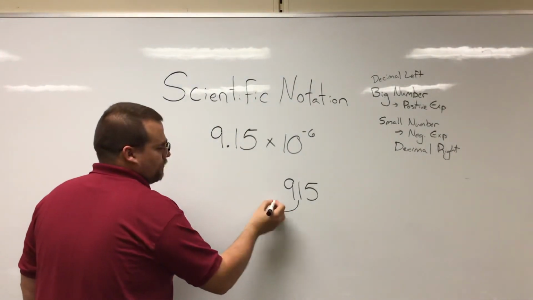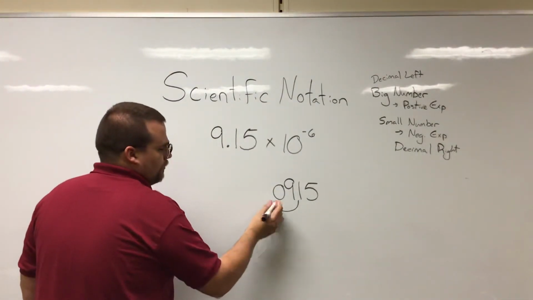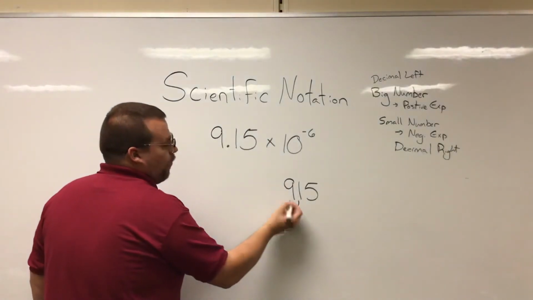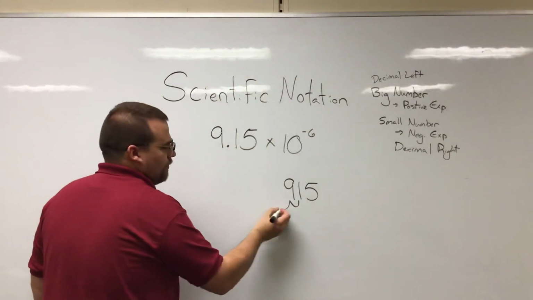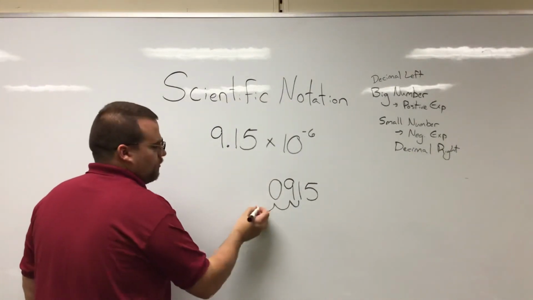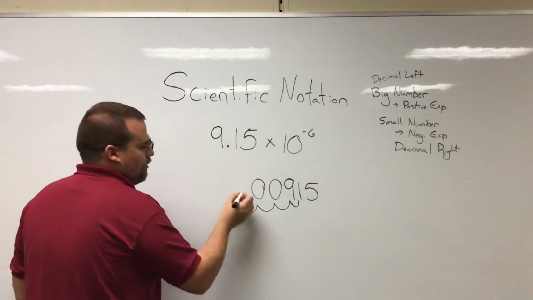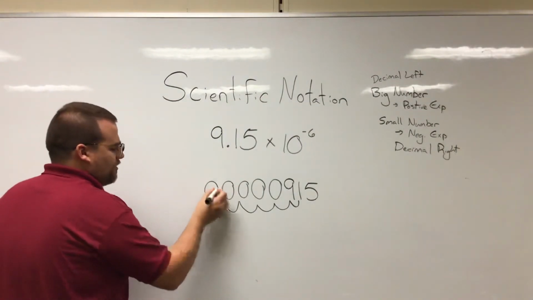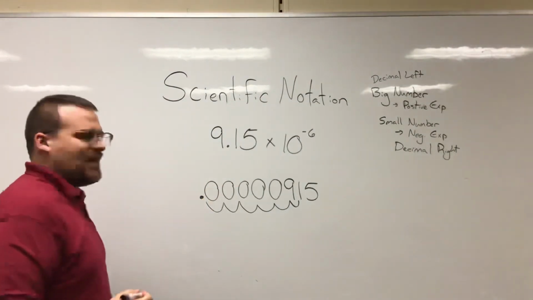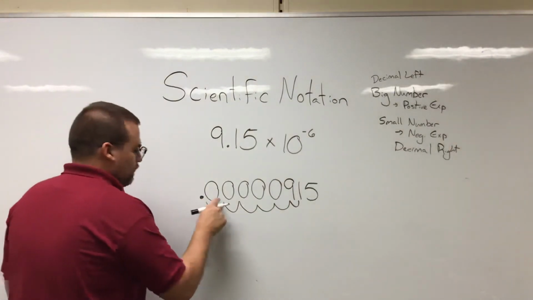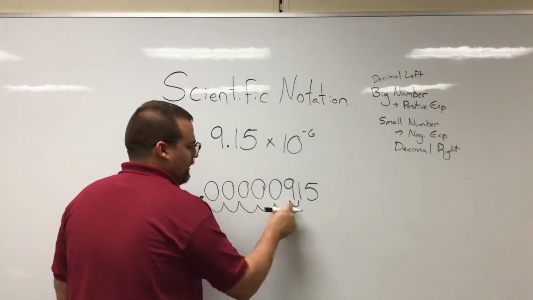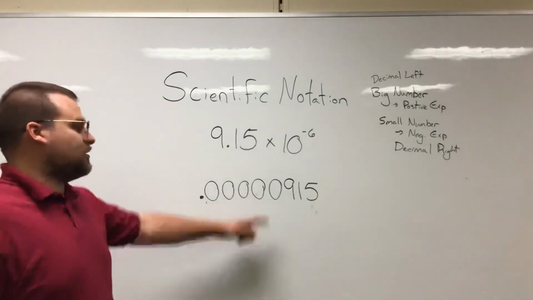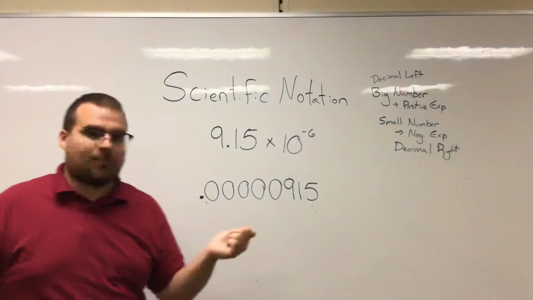So 1, sorry, I actually miswrote that. 1, it would move in front of the 9. 2, it would move in front of a 0. 3, 4, 5, 6. We now move that decimal 6 places, right? 1, 2, 3, 4, 5, 6. And we did it. We wrote our number. Since it's a negative exponent, it's a really tiny number.